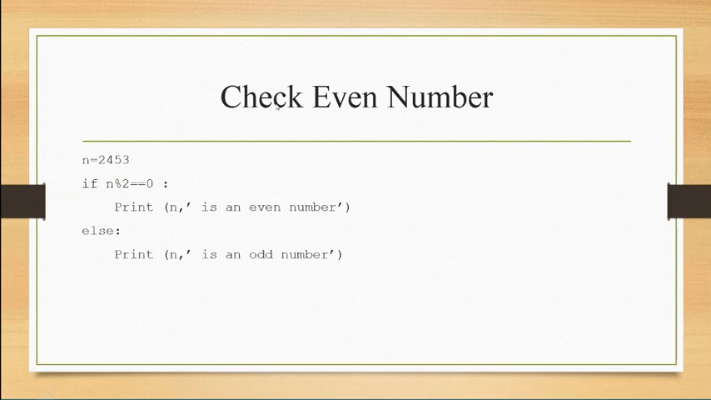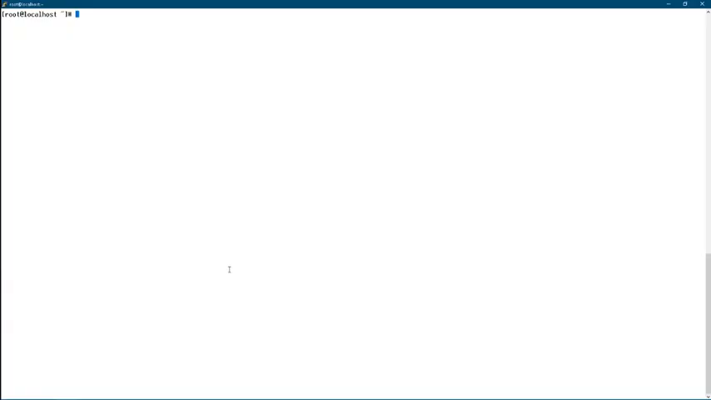Let us see the if-else example with the help of an even number. Here, the variable n refers to an object 2453, which is a number. We have to check if this number is an even number or an odd number. For a number to be even, it should be divisible by 2. So the condition is that n should be divisible by 2, and if it is divisible by 2, it will print that the number is an even number, else it will show that it is an odd number. Let's see here.